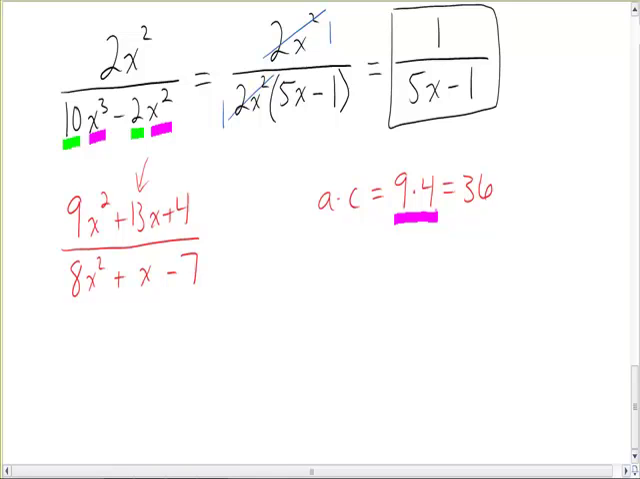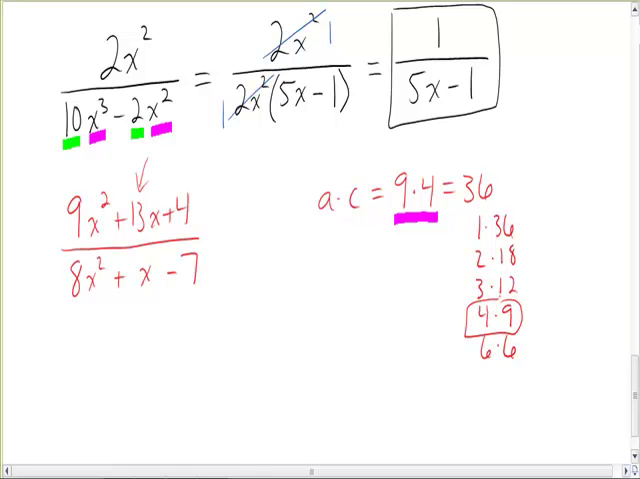We found it already. But remember, if you didn't see that right away, list out the factors. You've got 1 times 36, 2 times 18, 3 times 12, 4 times 9, and 6 times 6. There's all of the possibilities. We know that our answer has to come from one of those 5. And of course it does. It's the 4 and the 9.